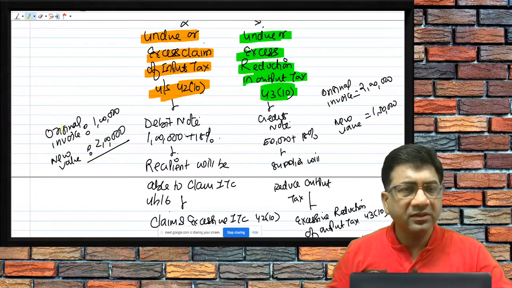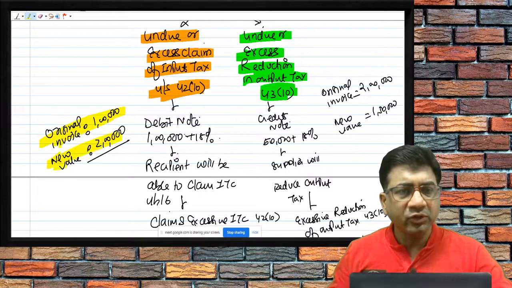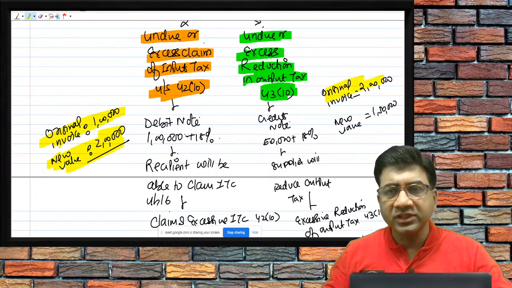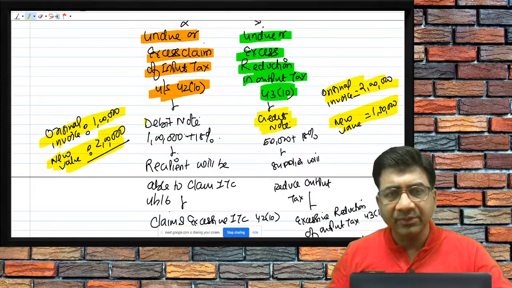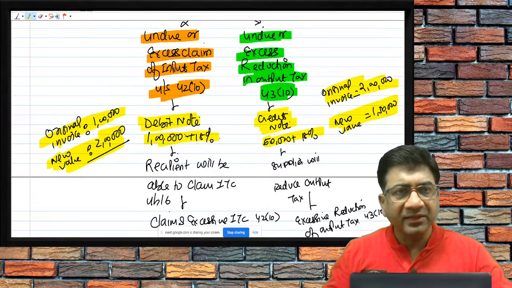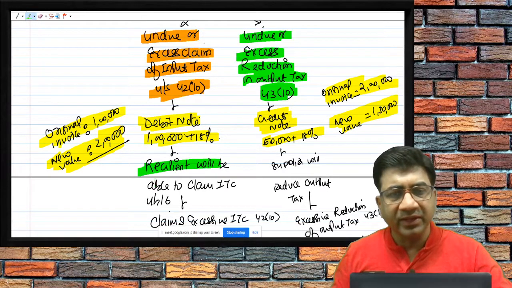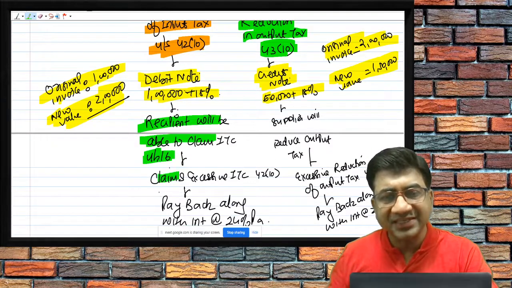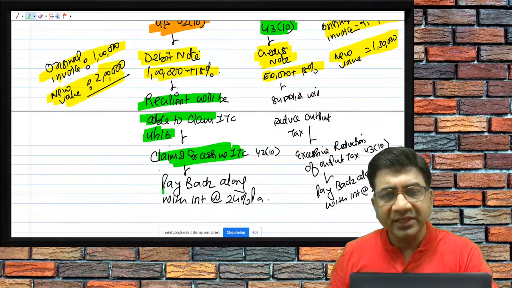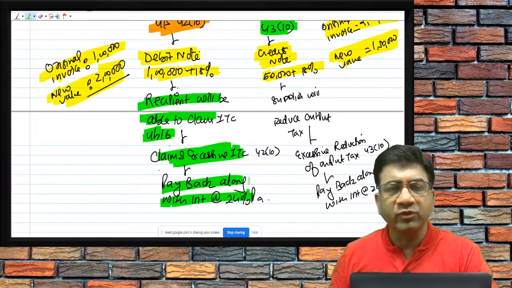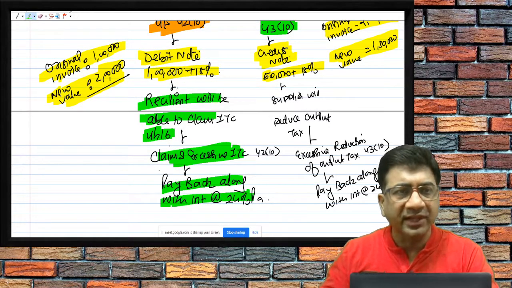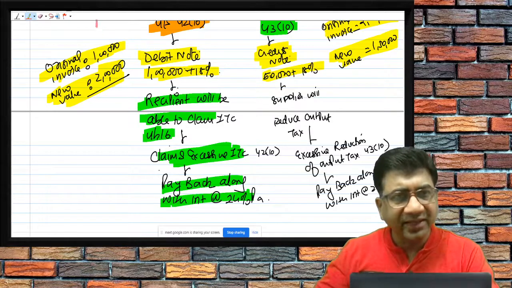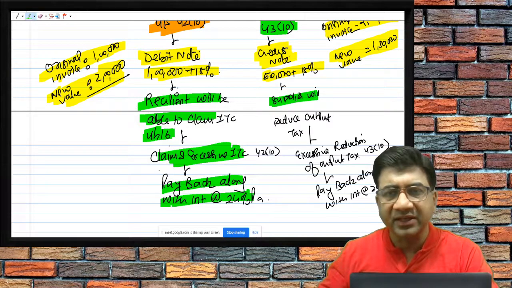Example is here: original invoice, new value, debit note; original invoice, new value, credit note. Here, in the debit note, the recipient will be able to claim ITC under section 16. He should have claimed normally, but he claimed excessive ITC. Then he has to pay it along with interest of 24%. He has to add it to his output tax. When will he add? That is again given in the law. I will tell you with a practical example.